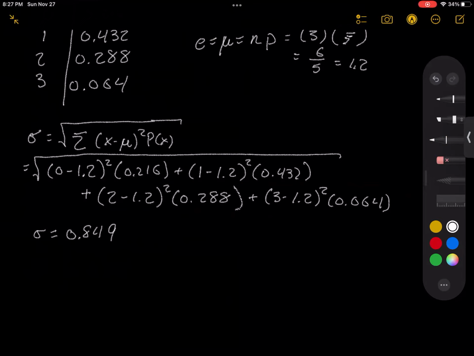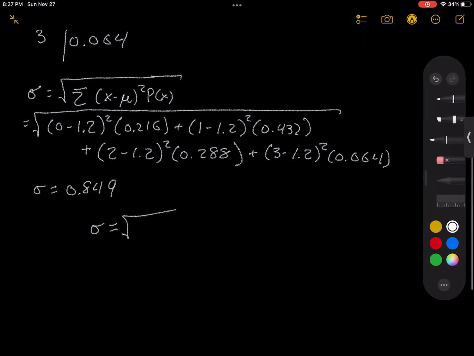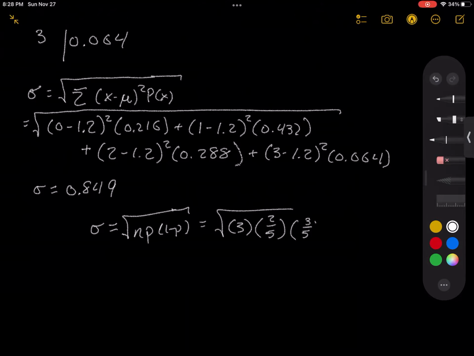All right, and there's also a shortcut here. Your standard deviation for a binomial probability distribution can be given by the square root of n, the number of attempts, times p, the probability of a success, times 1 minus p, the probability of failure. So that would be rolling 3 times. A 2 happens 2/5 of the time, and a not 2 happens 3/5 of the time. If you do this, you'll see that you also get 0.849. So you get the same thing.